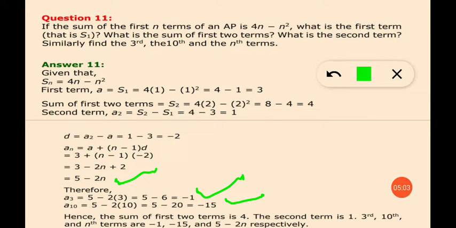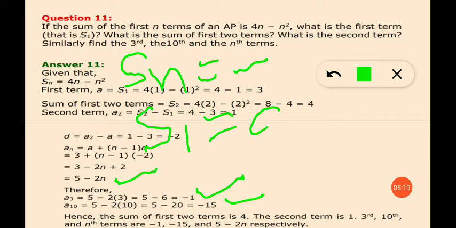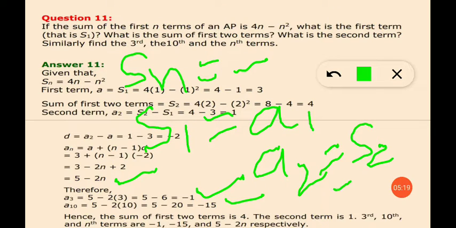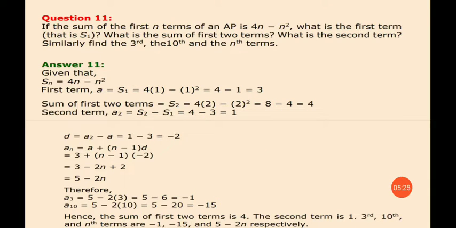Whenever Sn is given to us, S1 means A1 and A2 is equal to S2 minus S1. Got it? Okay.